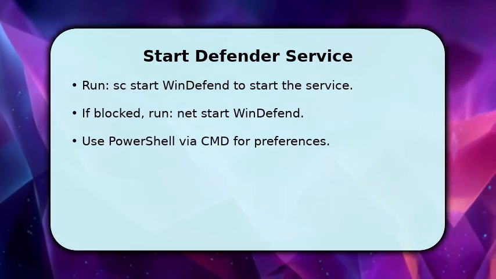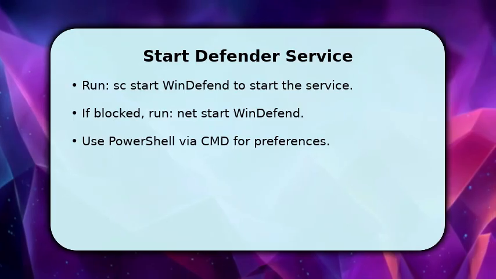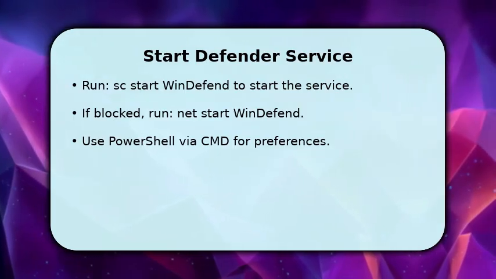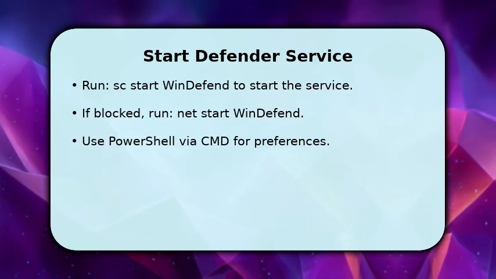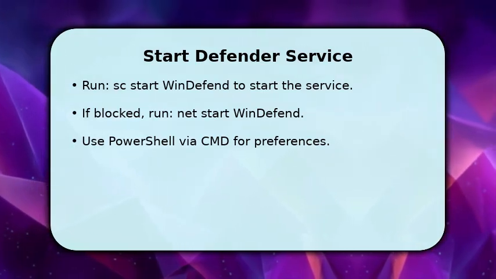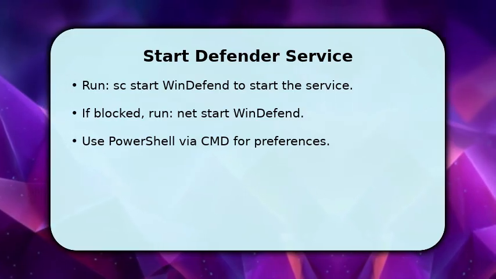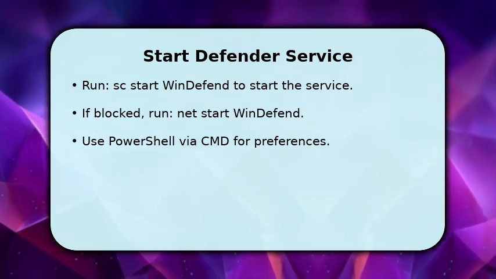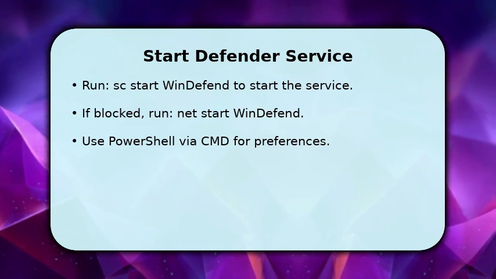From CMD, run the PowerShell command Set-MpPreference -DisableRealtimeMonitoring $false, which tells Defender to turn on real-time scanning. This dual approach, service plus preference, ensures Defender is both running and actively protecting files and processes.